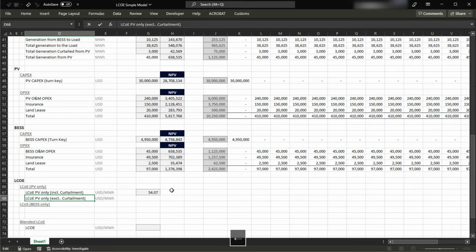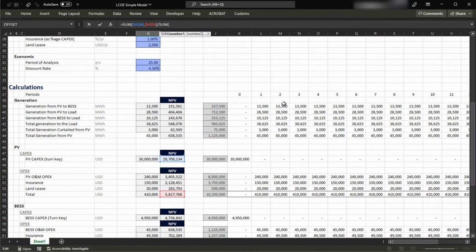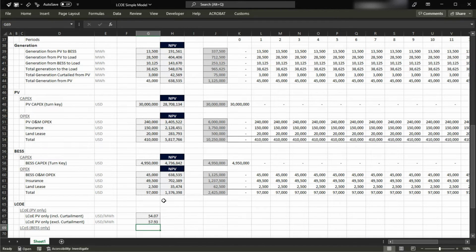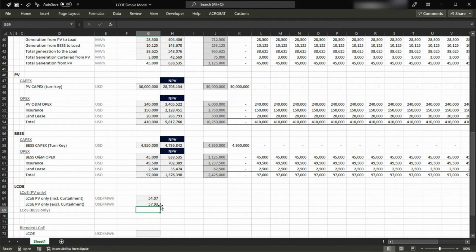So basically what we have to do is change the denominator of our equation, right? Because now we no longer use all the generation from the PV. We have to exclude the curtailment. So it's basically going to be what? The PV to BESS plus the PV to load. So these two flows in here, okay? And that gives us 57.